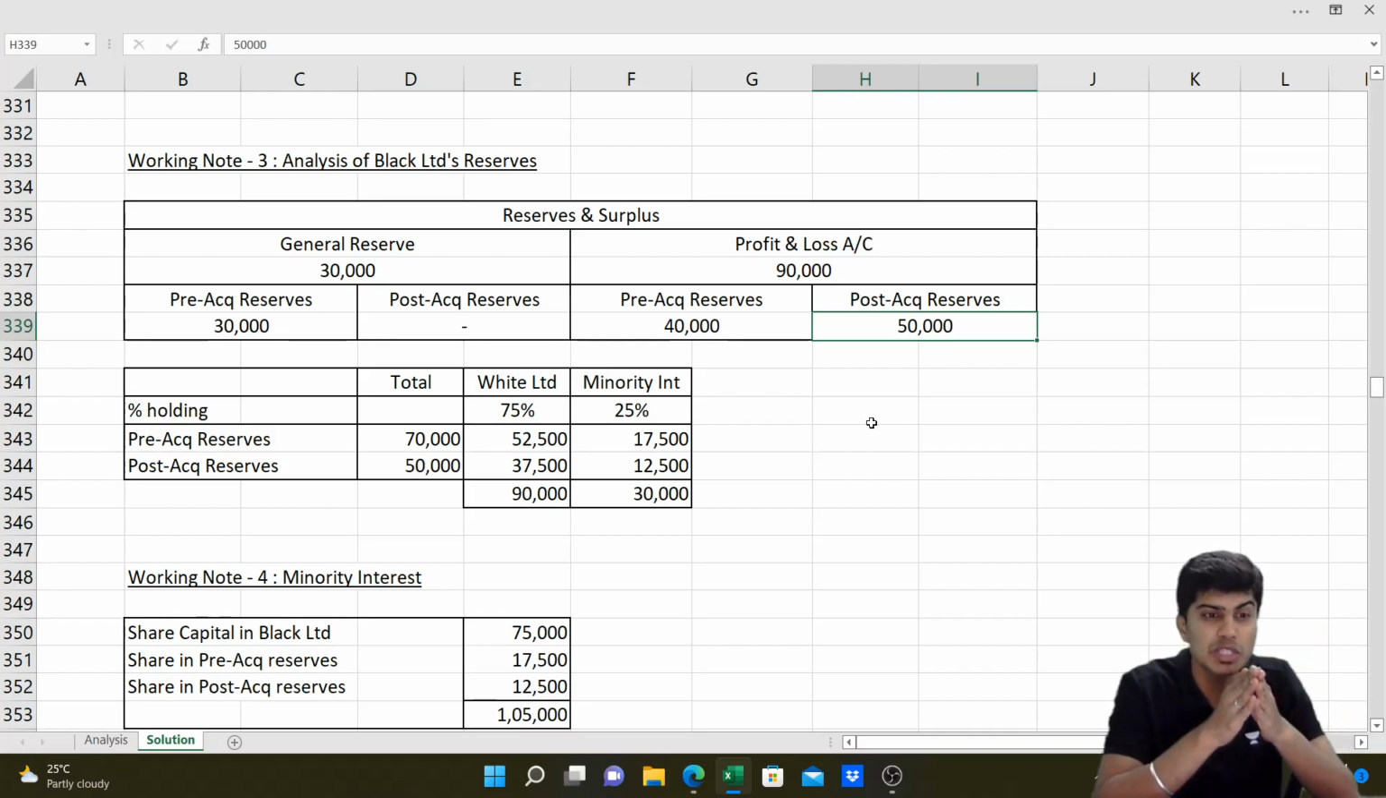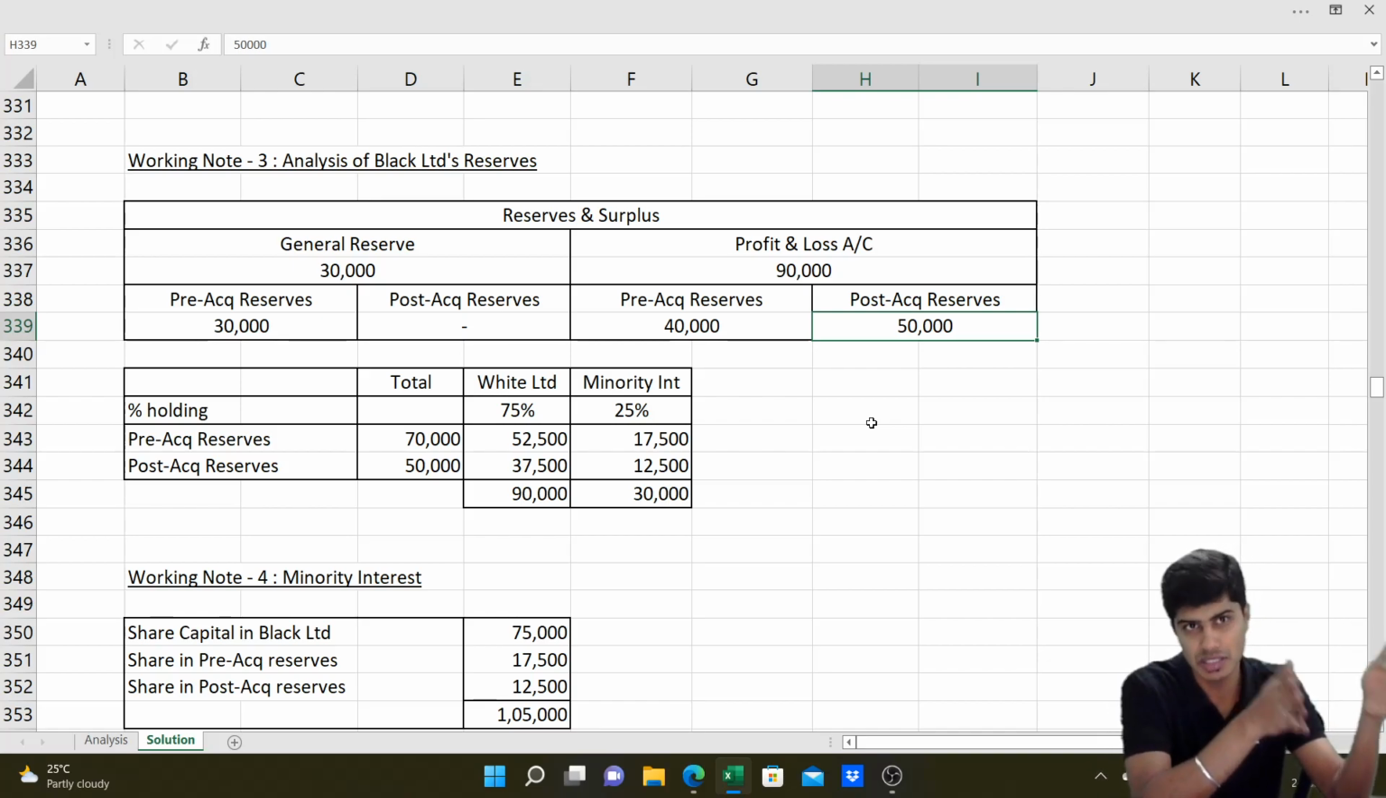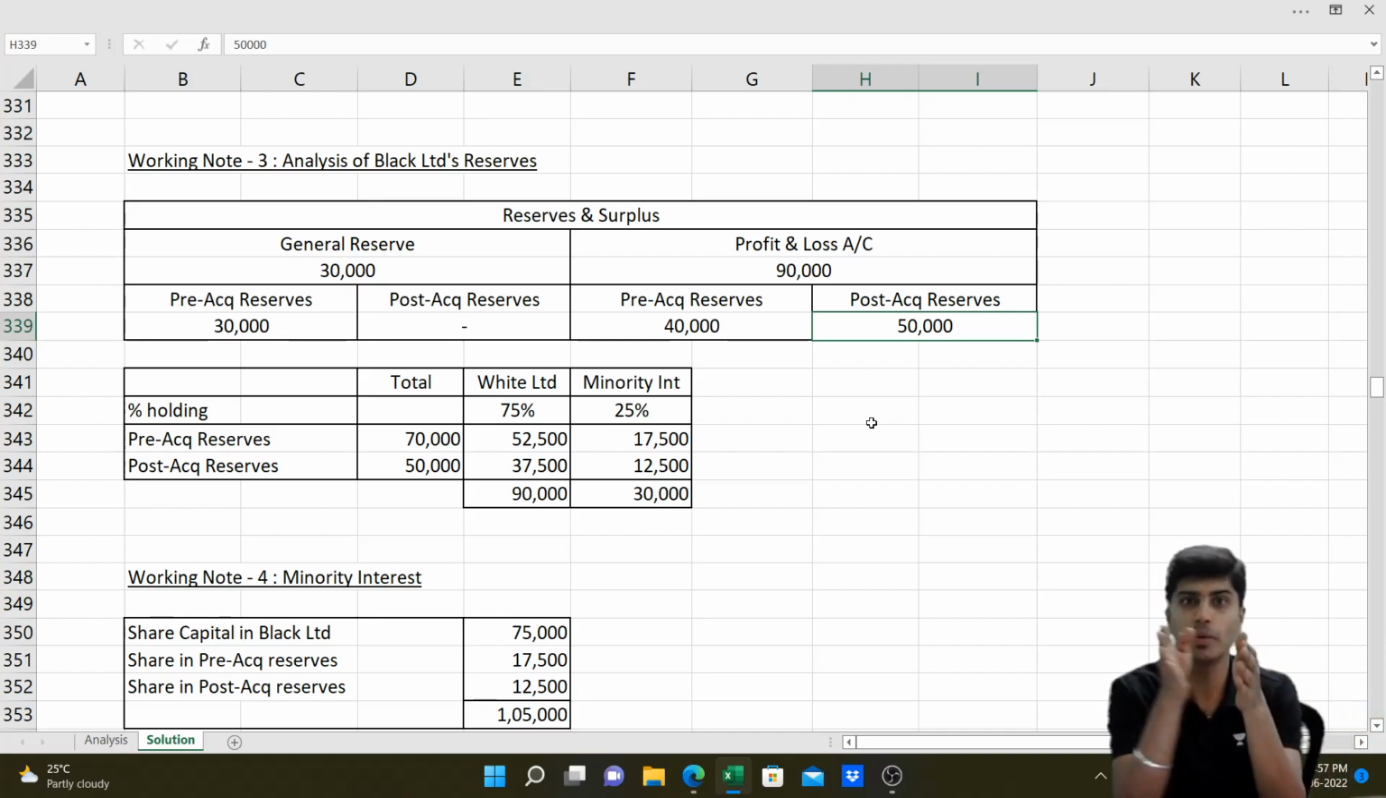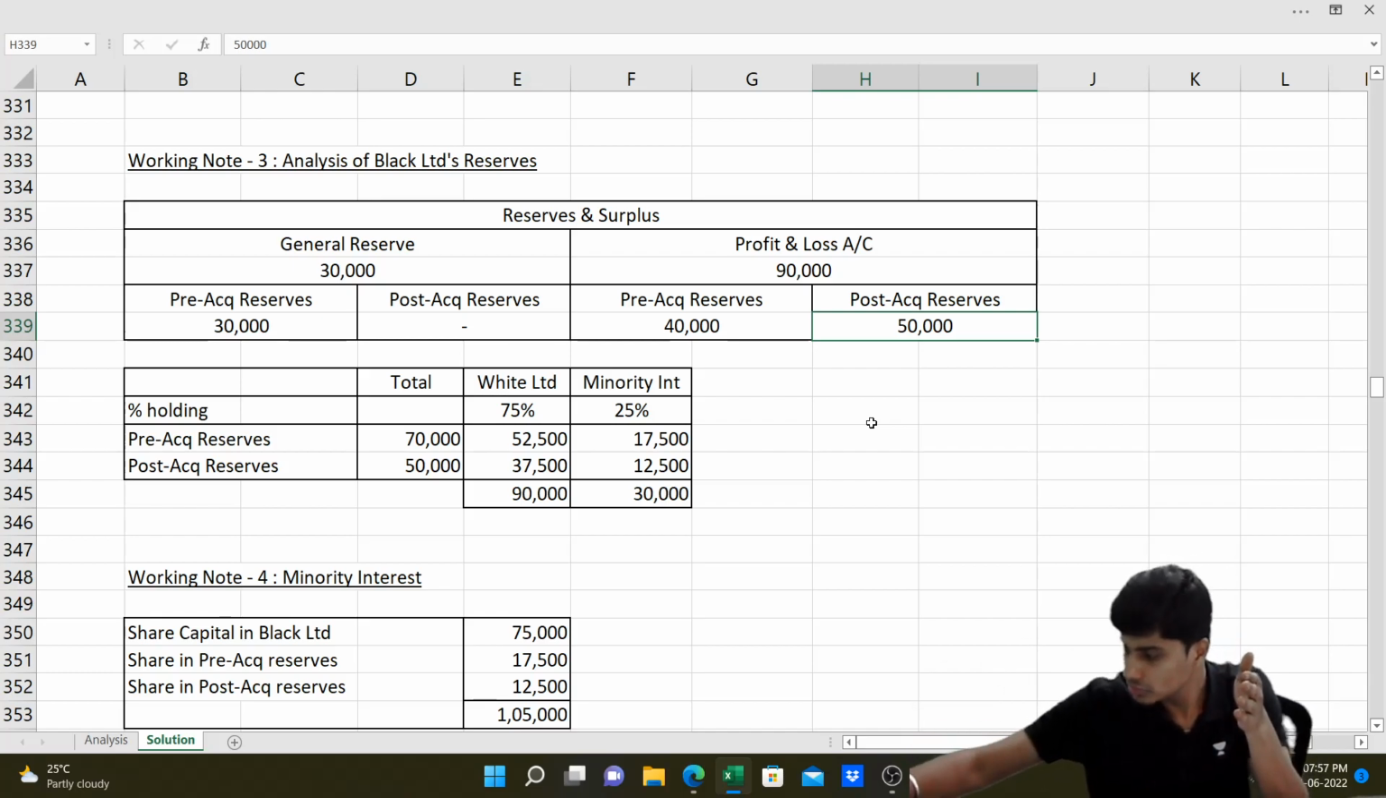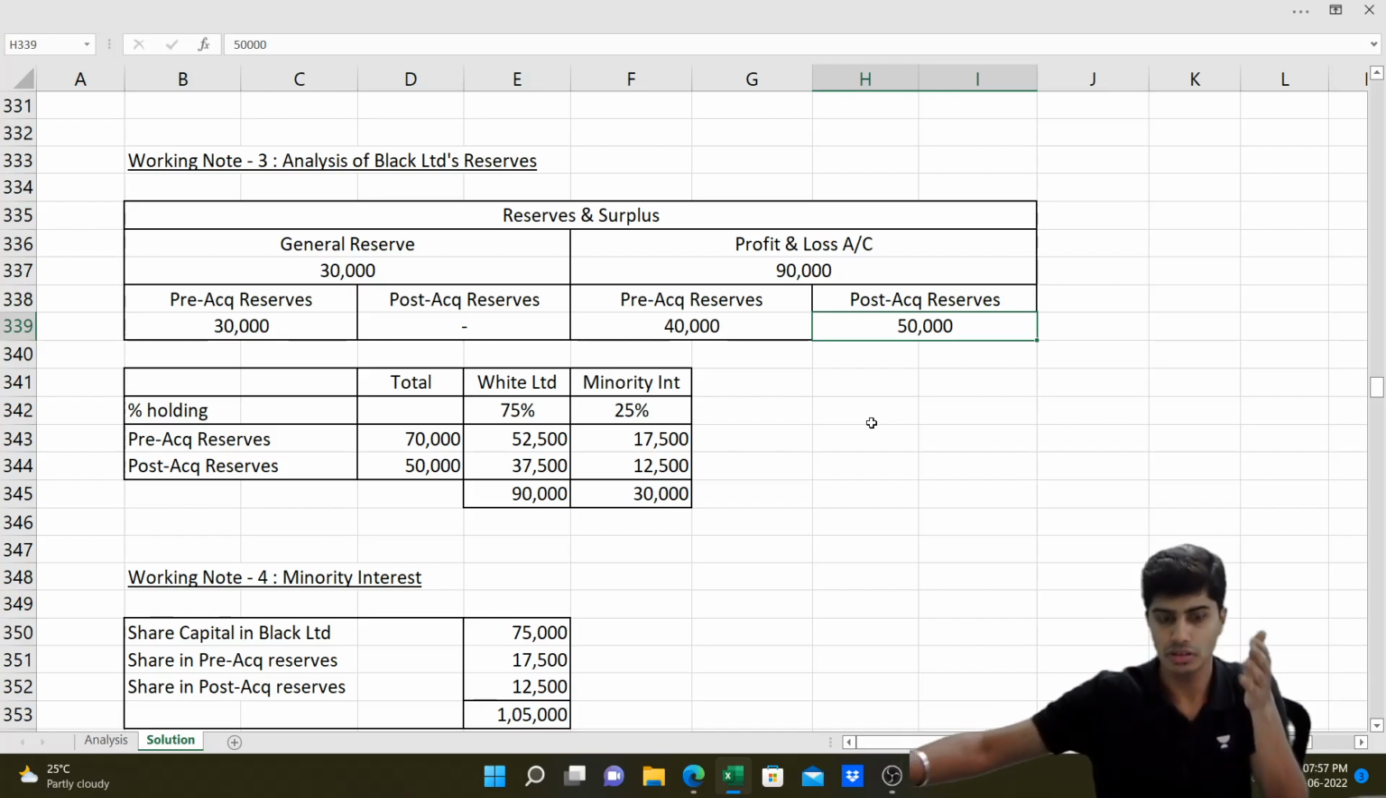They are telling that profit is to be split equally over the period. It is earned equally over the period. So when the acquisition is happening on 1st of October, April to September is 6 months, and October to December is again.